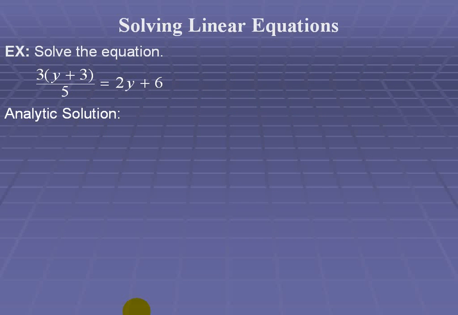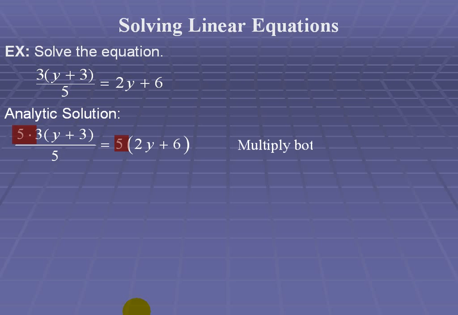Solve linear equations. Solve the following: 3 times the quantity y plus 3, all divided by 5, is equal to 2y plus 6. Here's the analytic solution. First, we shall remove the fraction by multiplying both sides by the least common denominator. Notice that the least common denominator here is 5, so we multiply both sides by 5. Once we multiply both sides by 5, notice on the left hand side our 5's will cancel.